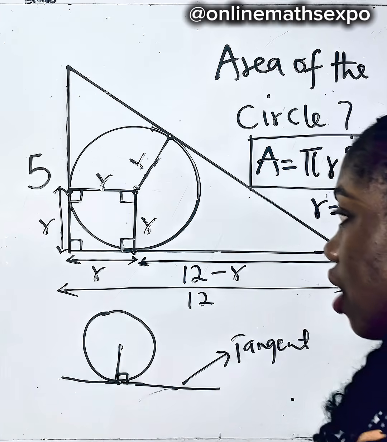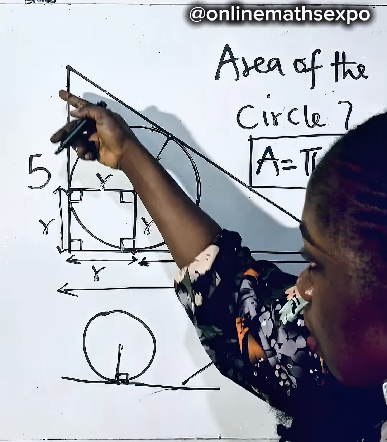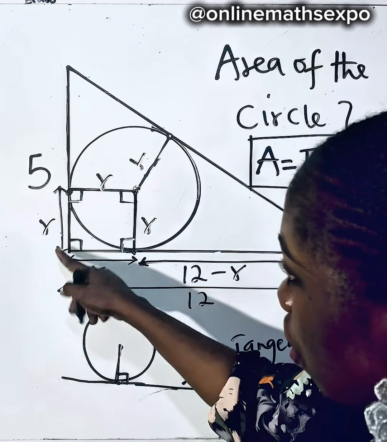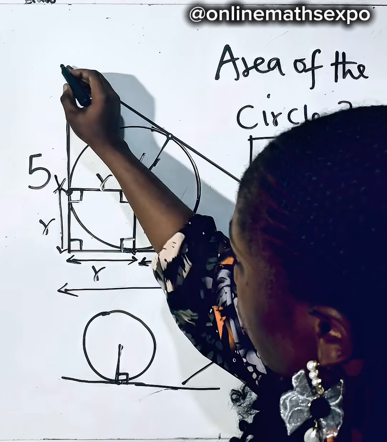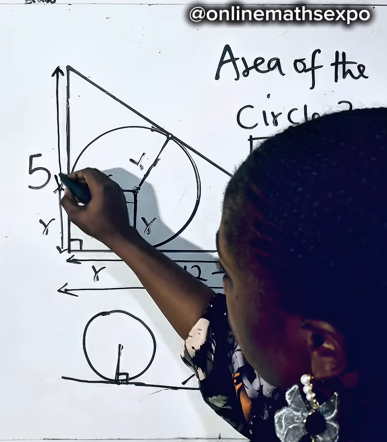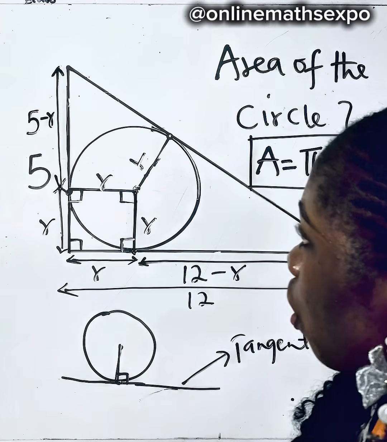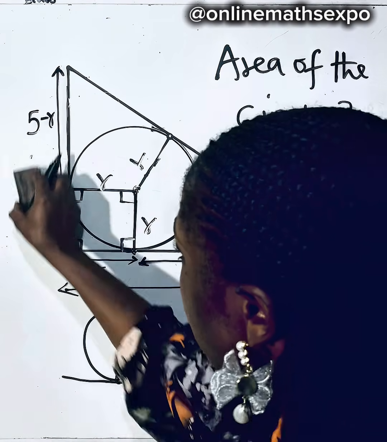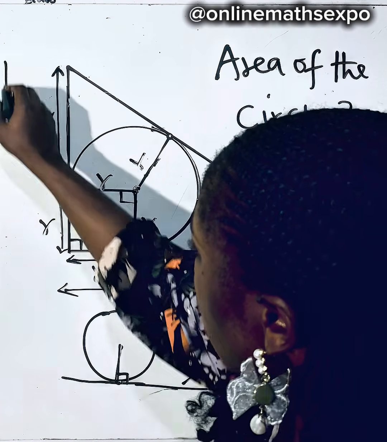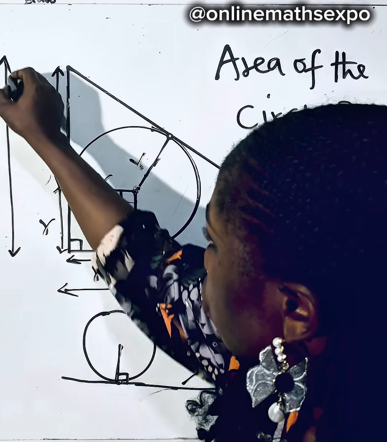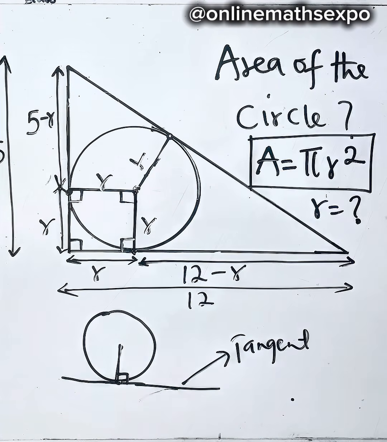You have not changed anything. You can also adjust this. From here to here is R. Automatically, you can get the remaining length, which is going to give us 5 minus R. So that when you add the whole length, it returns you back to 5 units. You have still not changed anything. So what do you think we should do next at this point?